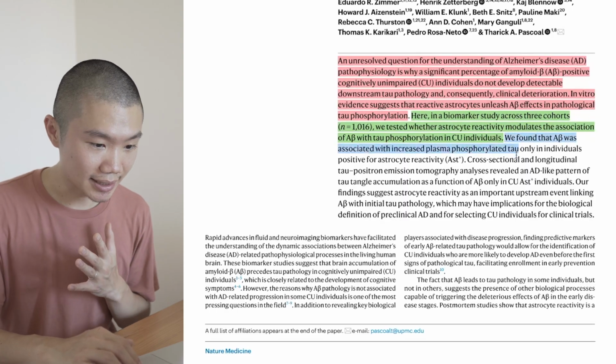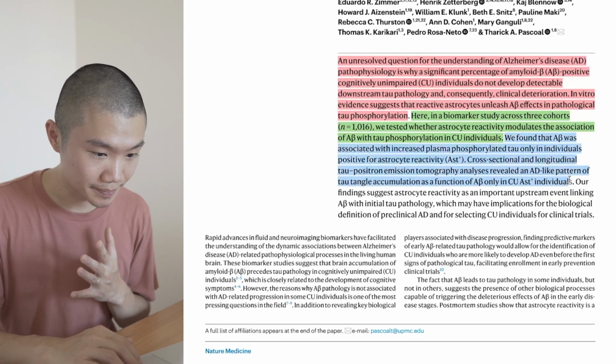Now, going on to the third section would be the results. And this is highlighted in blue.